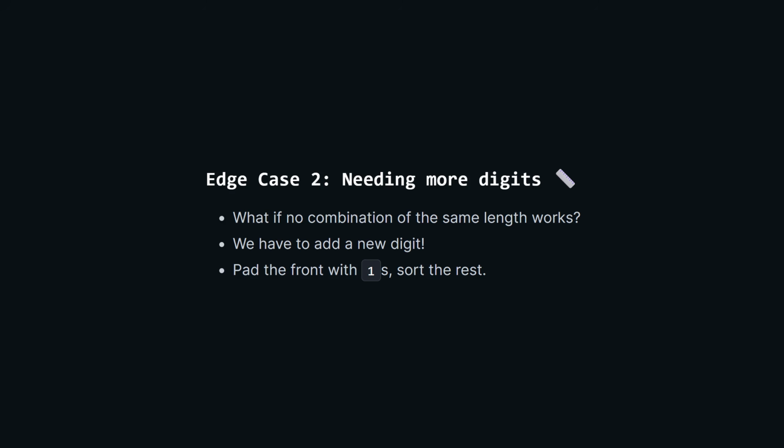And what if we try every valid combination of digits at our current length, and nothing creates the required product? That means the answer has to be a longer number. We just find the shortest combination of digits that makes our target, pad the front with ones to ensure it's longer than our start, and sort it.